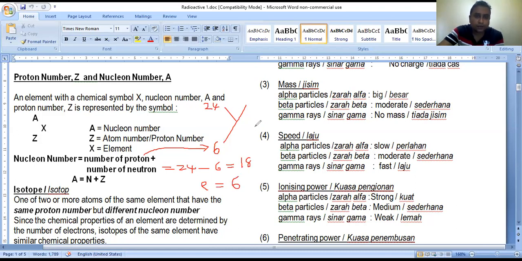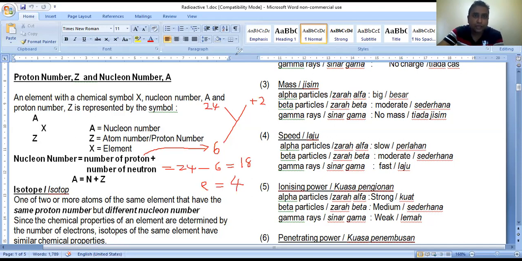Now let's say it's an ion, and this is positive 2. The number of proton is still 6, the number of neutron is still 18, but the number of electron now becomes 4. That means you reduce by 2. Only the electron goes out and comes in. The proton remains the same.